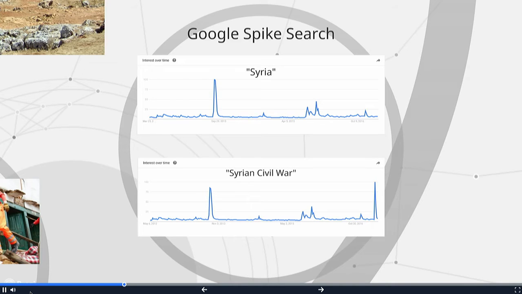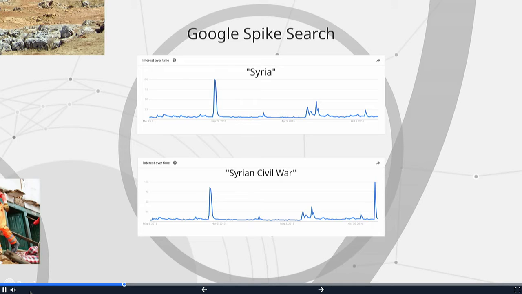Extensive and accurate coverage is needed to force issues back into the forefront of the collective consciousness. One way to showcase the lack of attention paid to Syria is Google spike searches. In this data provided by Google Trends, numbers represent search interest relative to the highest point on the chart for the given region and time.